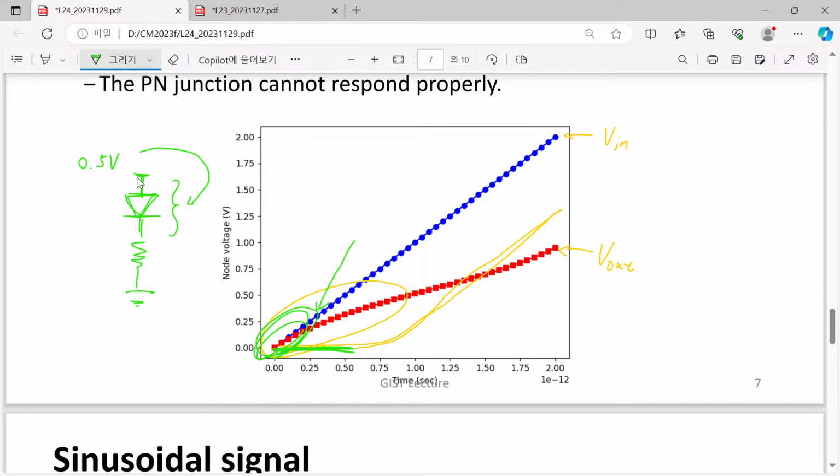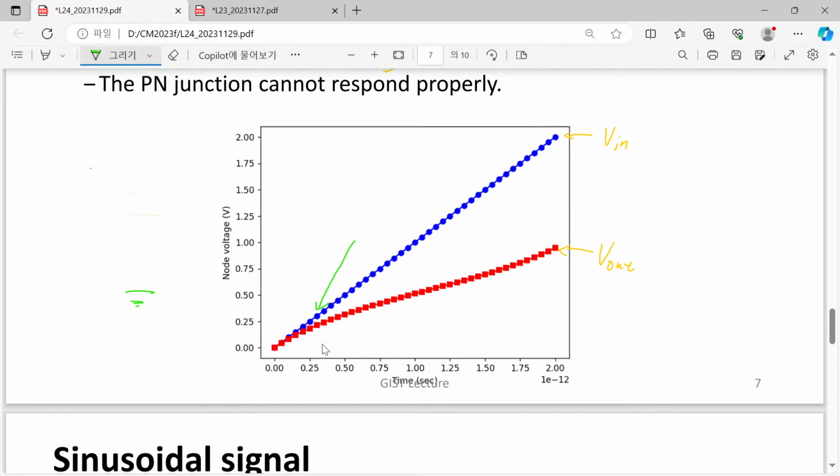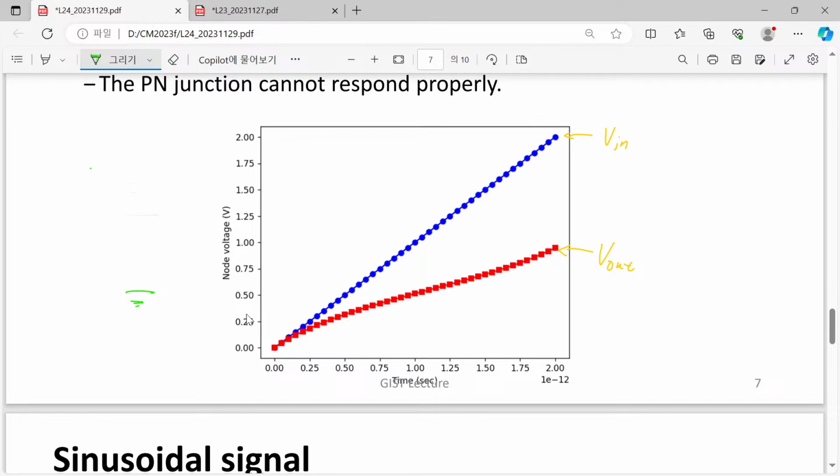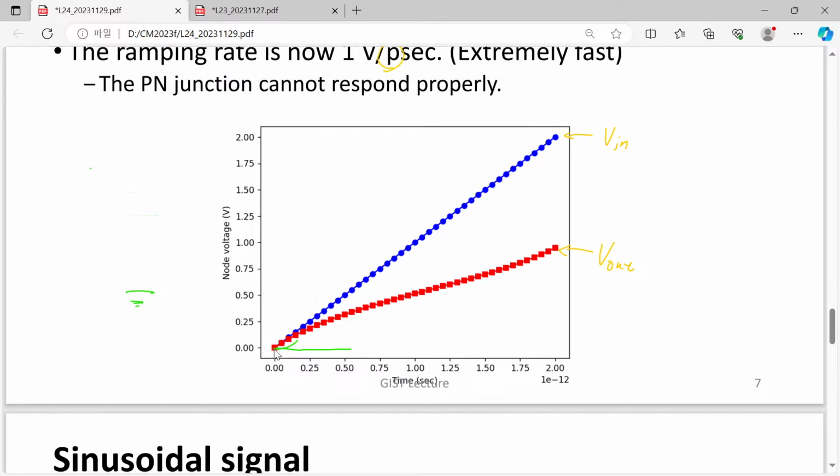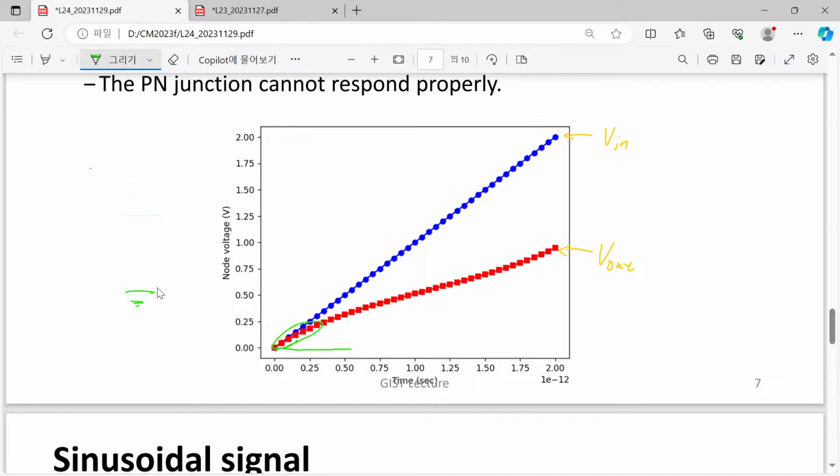So I'm confused. Please note that if everything is just normal, then our output voltage should follow this way. However, in this case, we have quite a different behavior. So I just wanted to give you your own exercise.